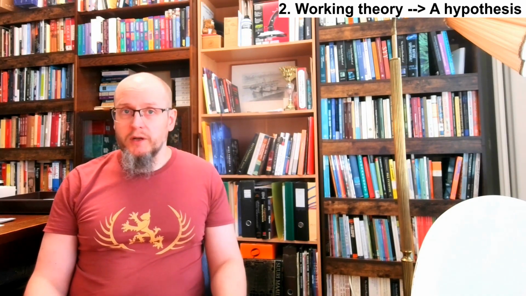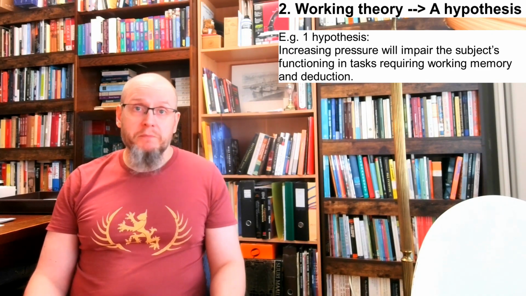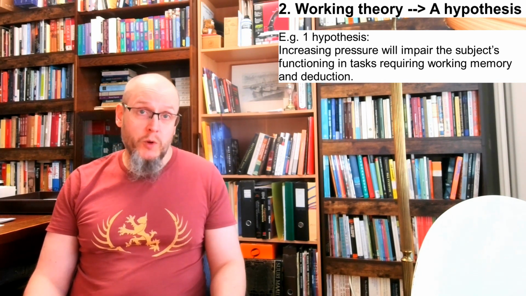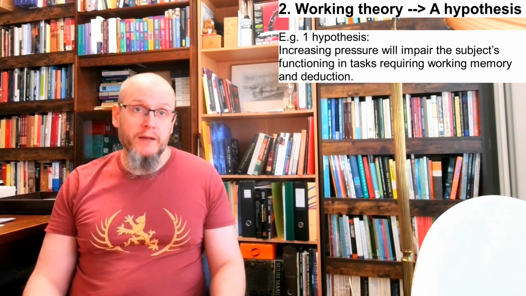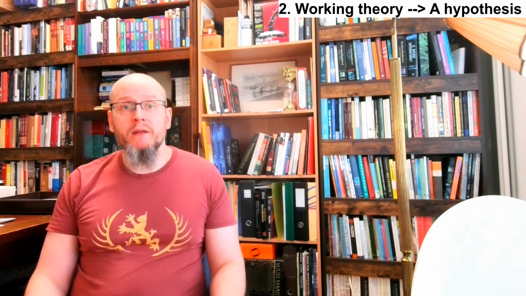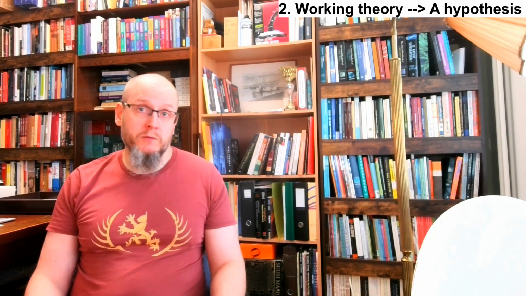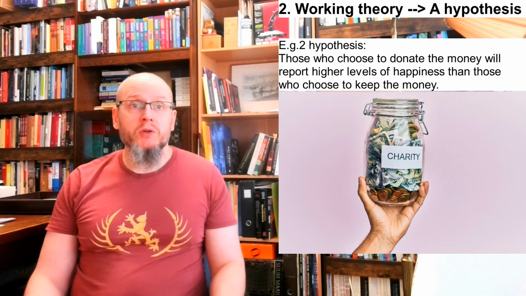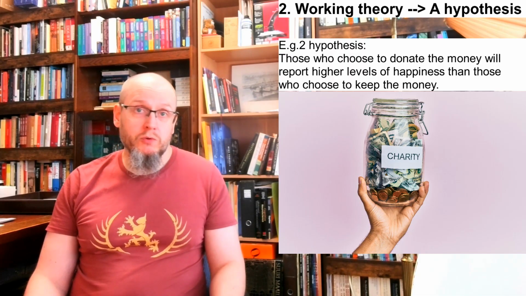To continue the earlier example about the effects of stress on performance, the researcher could hypothesize that increasing pressure will impair the subject's functioning in tasks requiring working memory and deduction. In the second example, the researcher could reward the subjects with money as part of the experiment, but also give them the option to give the money for a good cause. The hypothesis could be that those who choose to donate the money will report higher levels of happiness than those who choose to keep the money.